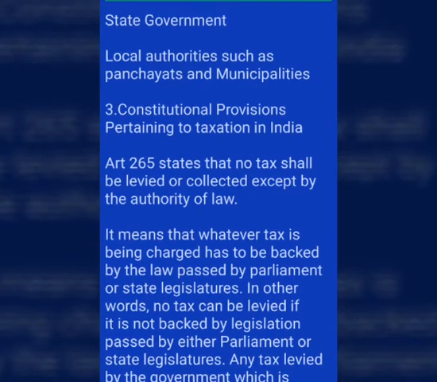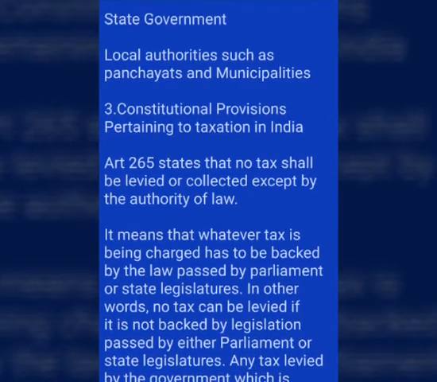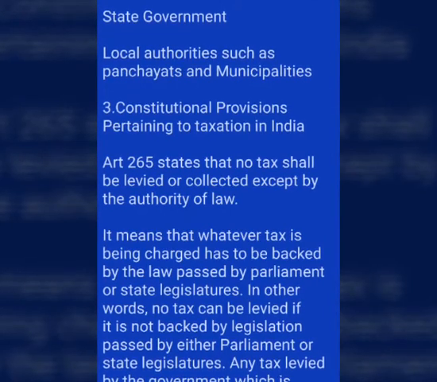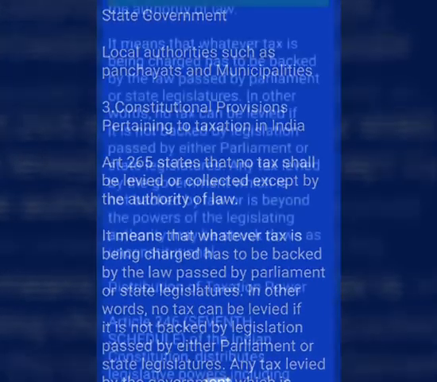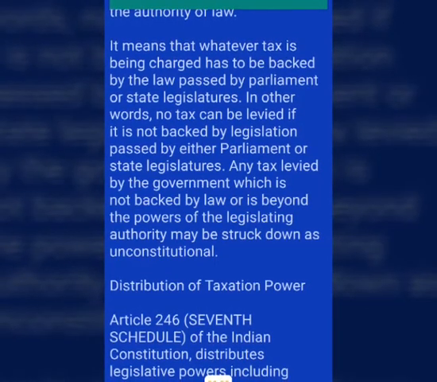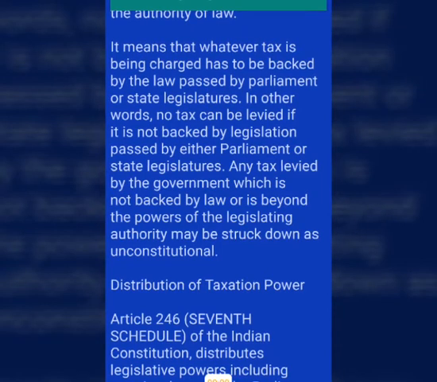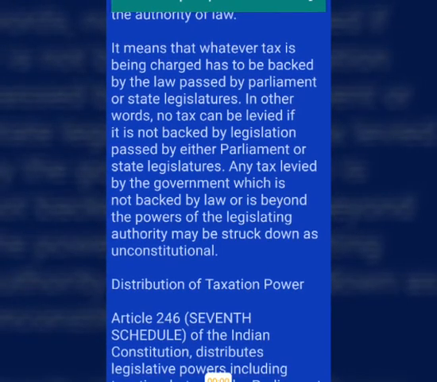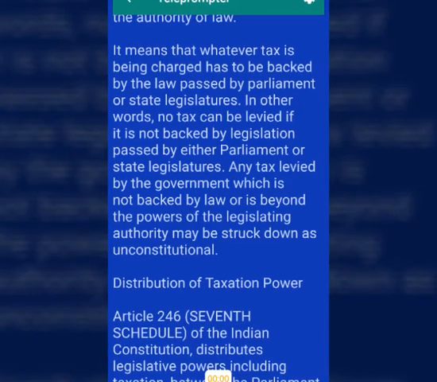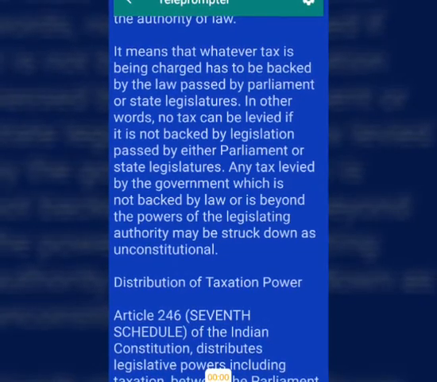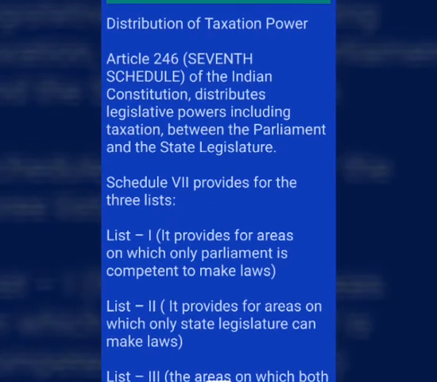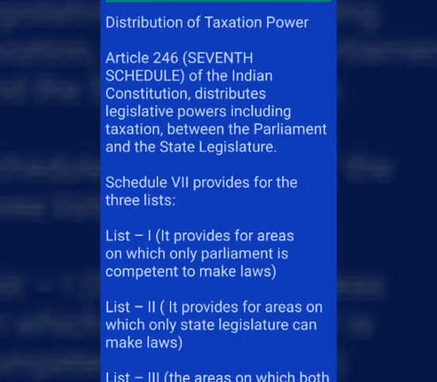Distribution of taxation power. Article 246, 7th Schedule of the Indian Constitution, distributes legislative powers, including taxation, between the Parliament and the state legislature. Schedule 7 provides for three lists. List 1 provides for areas on which only Parliament is competent to make laws. List 2 provides for areas on which only the state legislature can make laws. List 3 covers the areas on which both the Parliament and the state legislature can make laws concurrently.